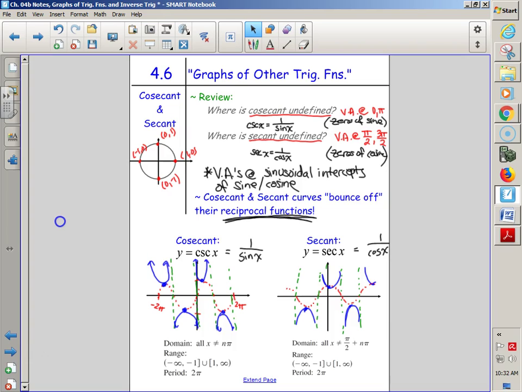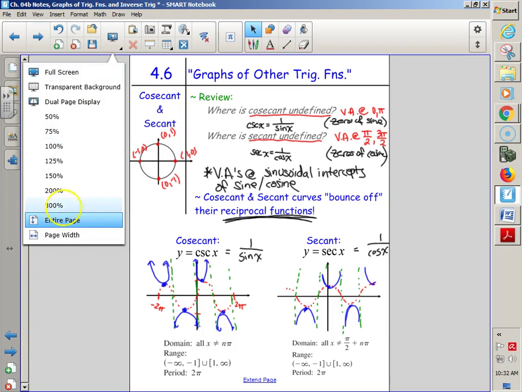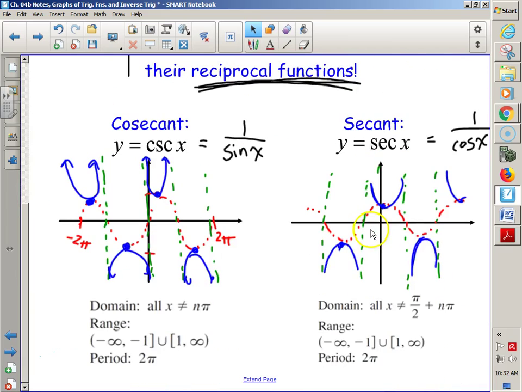Okay. Oh, yeah, let me zoom in the bottom. Sorry, I told you guys I would do that.